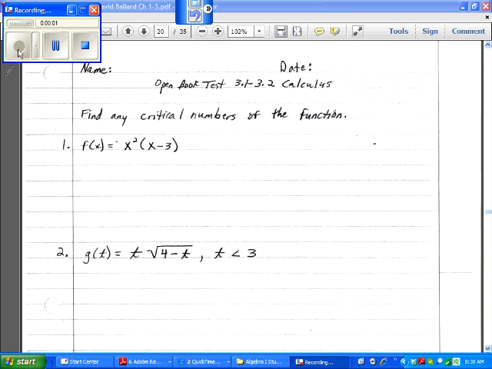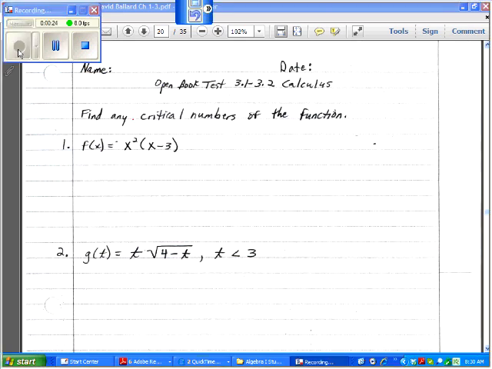Okay, we're going to begin the open book test on Unit 3.1 and 3.2 of Calculus. Question 1 says, find any critical numbers of the function. Well, what is a critical number of a function? What are we talking about here? How do you find a critical number of a function?